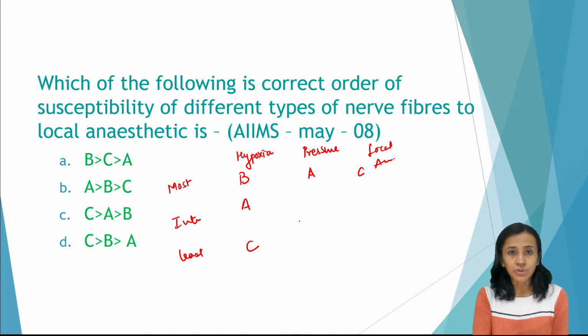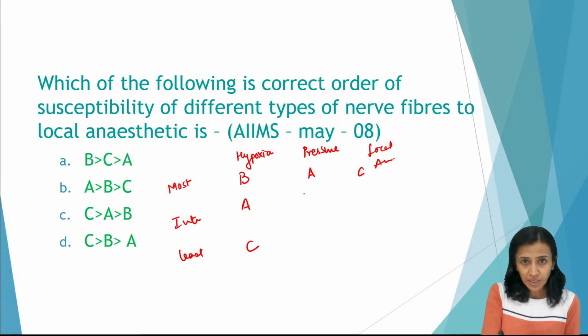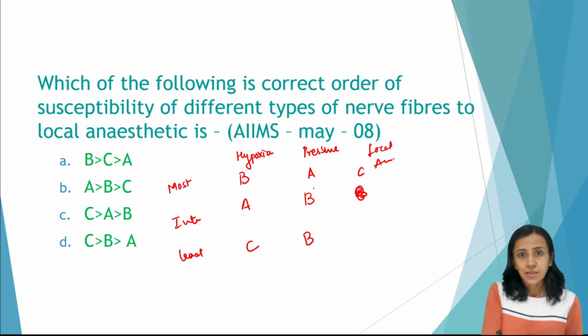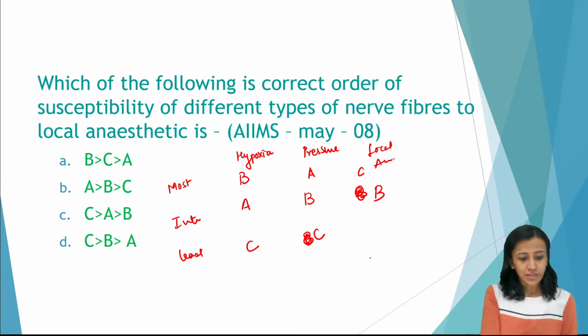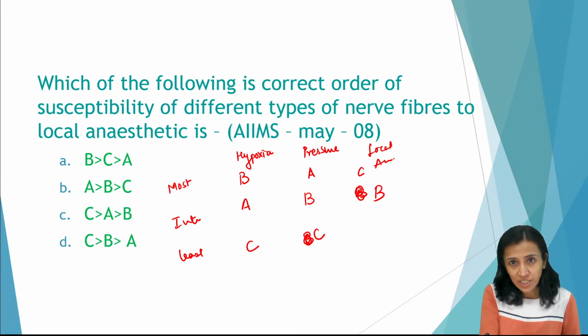Next, in the case of pressure, we put B and B for pressure and local anesthesia. What is left here is A, B and C. Fine. And for local anesthesia, it is C, then B, and what is left is A. So this way we can make a table.